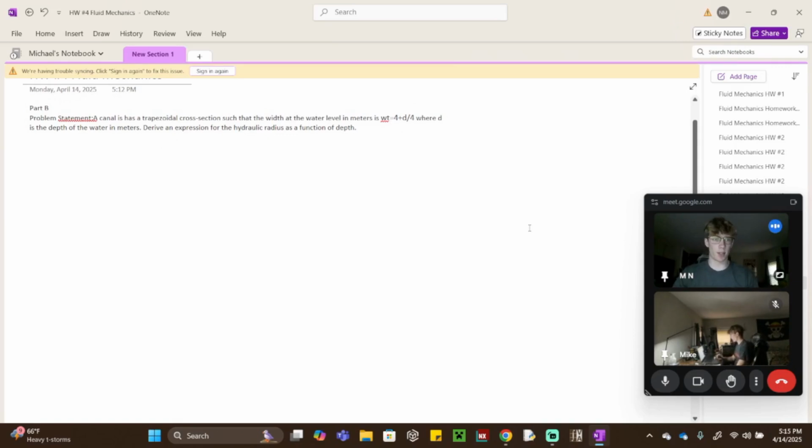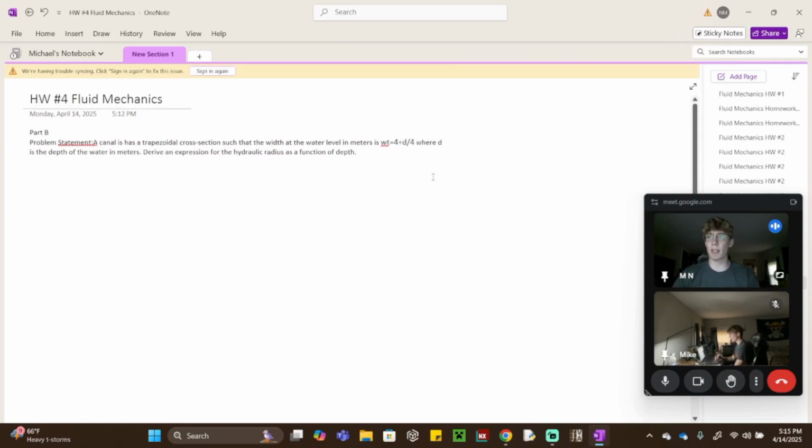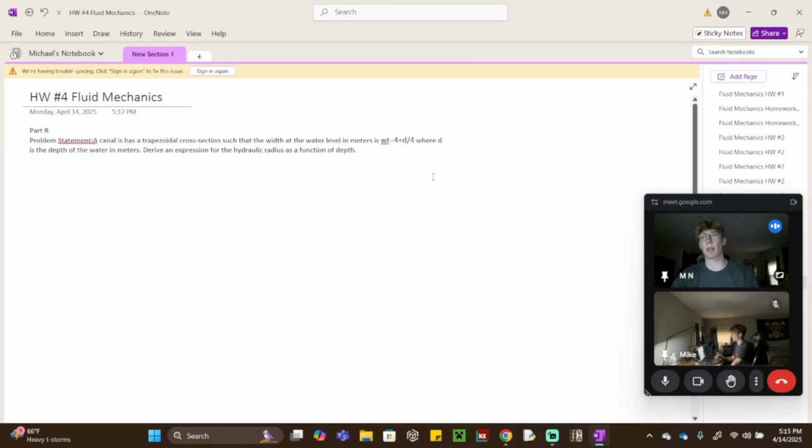This is Fluid Mechanics Homework number 4, Part B. The problem statement is asking: a canal has a trapezoidal cross-section such that the width of the water level in meters is WT equals 4 plus the depth over 4, where D is the depth of the water in meters. Derive an expression for the hydraulic radius as a function of depth.